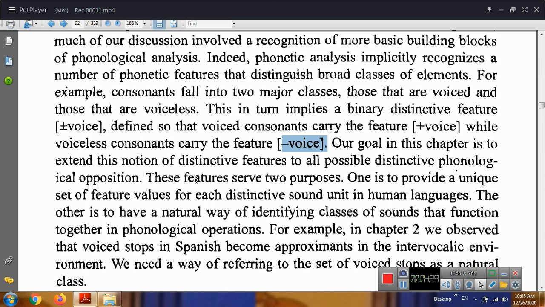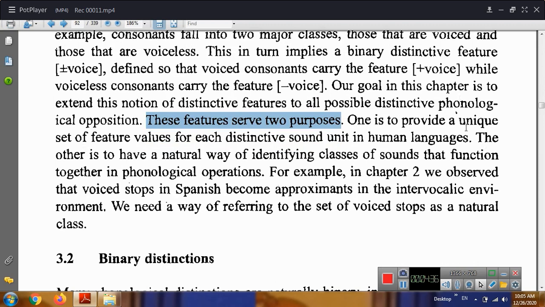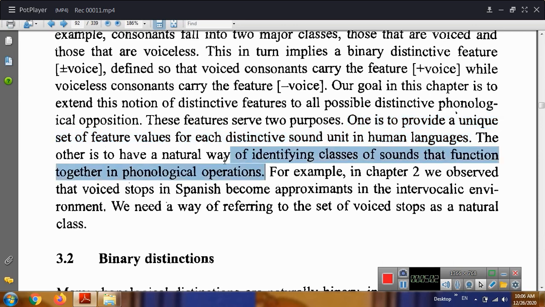These features serve two purposes. What are the purposes of distinctive features? One is to provide a unique set of feature values for each distinctive sound unit in human languages. The other is to have a natural way of identifying classes of sounds that function together in phonological operations.